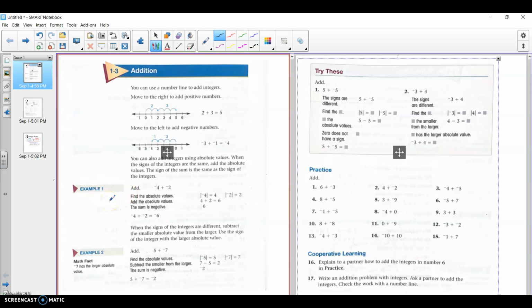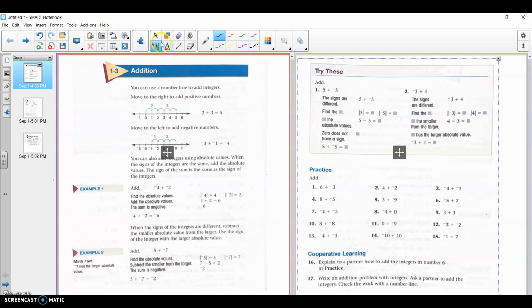Okay, the next lesson that we are going to be doing is chapter 1, section 3. This is addition, and this is addition of integers. That addition of integers, that's positive and negative numbers. So just be very careful on this. We've done this in middle school, but now we're going to look at it again.